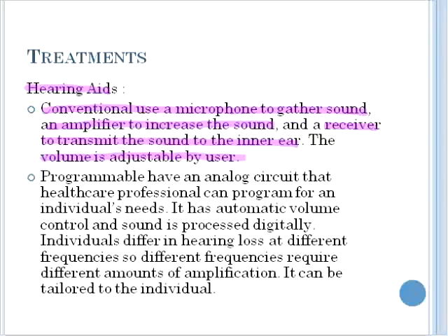There are programmable ones available that have an analog circuit that healthcare professionals can program for an individual's needs. There are automatic volume controls, and sound is processed digitally. Individuals differ in hearing loss at different frequencies, so different frequencies require different amounts of amplification. This can be individually tailored for the individual.